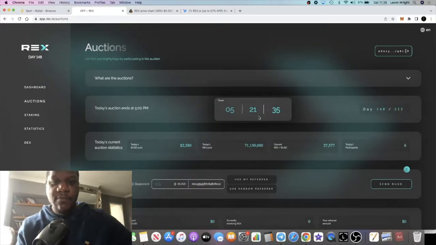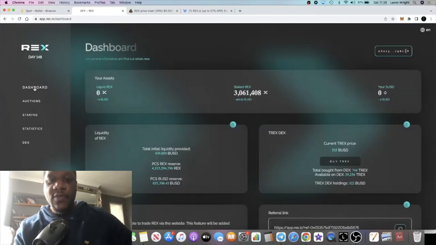Okay, guys, so I actually went in. I've got a couple of accounts on Rex, but I actually went back into the auction, not yesterday, but the day before. And surprisingly, I got quite a decent deal on the auctions. And it gives you quite a bit more Rex.